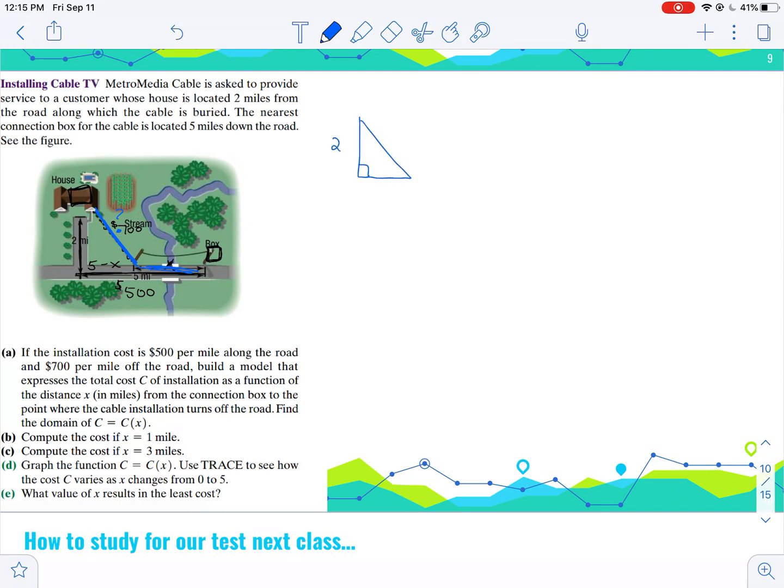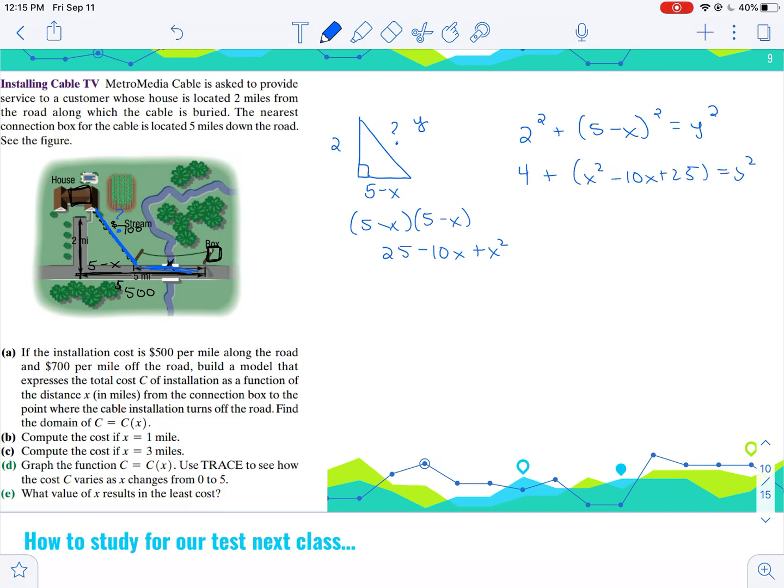Well, that distance, if I pull that triangle out, this is 2. This is 5 minus x, and I don't know that distance right there. Well, I can call that distance y, and then I can use the Pythagorean theorem. So 2 squared plus (5 minus x) squared is going to equal y squared. So 4 plus (5 minus x) times (5 minus x) is going to give me 25 minus 10x plus x squared. So it's going to be x squared minus 10x plus 25 equals y squared. Combine like terms, and I get x squared minus 10x plus 29 equals y squared. So that distance is going to be the square root of x squared minus 10x plus 29.